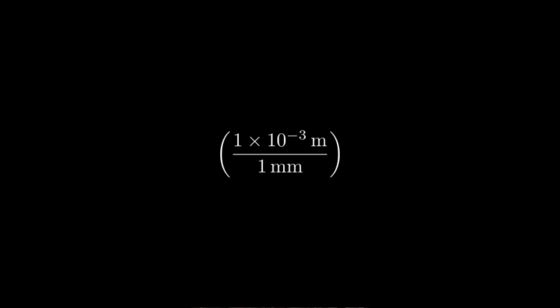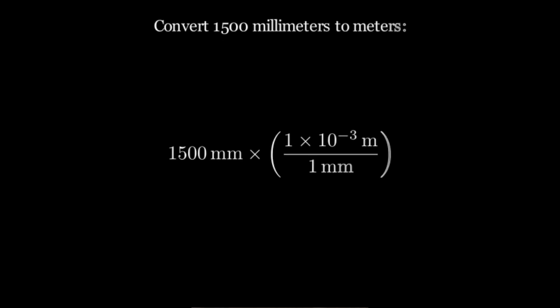There are 10^-3 meters in 1 millimeter. So we use this conversion factor. Convert 1500 millimeters to meters. The answer is 1.5 meters.